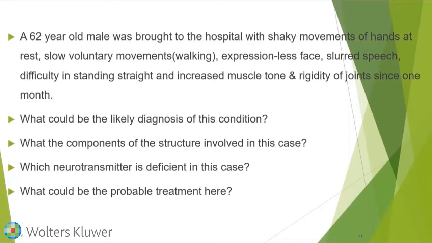What are the components of the structure involved in this case? The structure is basal ganglia. So components, you should know about anatomical subdivisions and the functional subdivisions. Which neurotransmitter is deficient in this case? Obviously, it is your dopamine. What could be the probable treatment here? Treatment modalities are many. L-dopa, synthetic dopa, should be given to replace the deficiency of dopamine. There are other methods available now as well. So we have gone through the clinical scenario, we've gone through the session and we are able to solve the questions also.